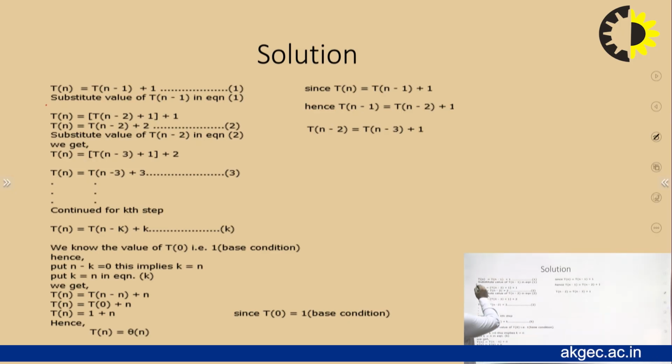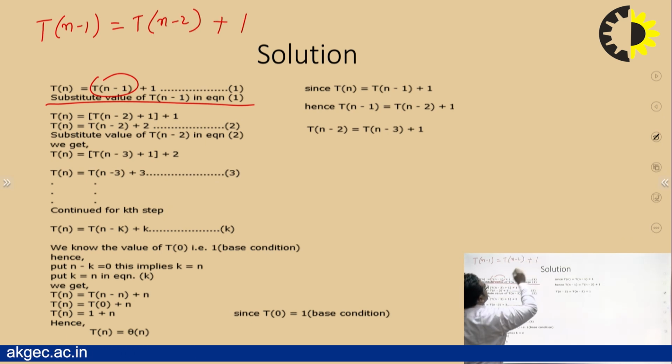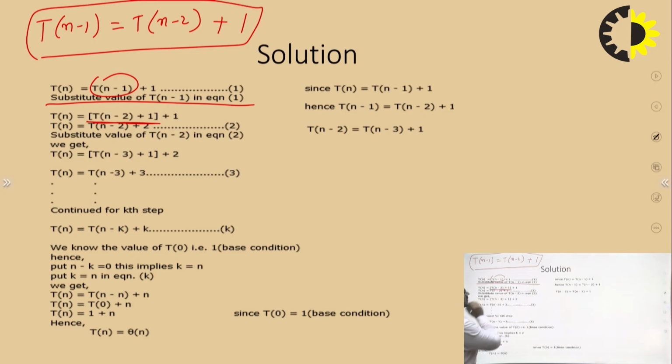Initially this is the equation, and if you calculate the value of T(n minus 1), on the basis of this equation you put n minus 1 in the place of n. So T(n minus 1) is T(n minus 2) plus 1. I can put this value here, so T(n) is equal to T(n minus 2) + 2. Similarly, you can put the T(n minus 2) value, which is T(n minus 3) + 1 + 1. So the answer is T(n) = T(n minus 3) + 3.